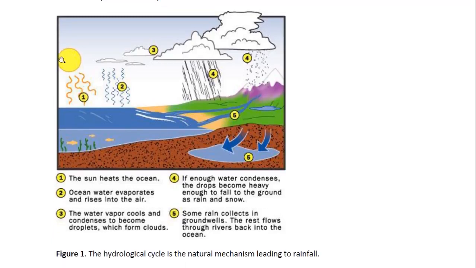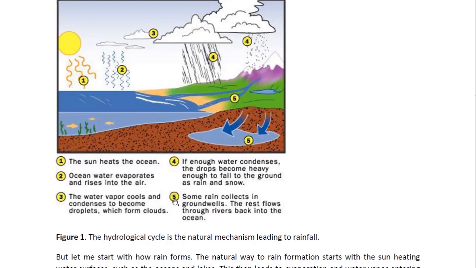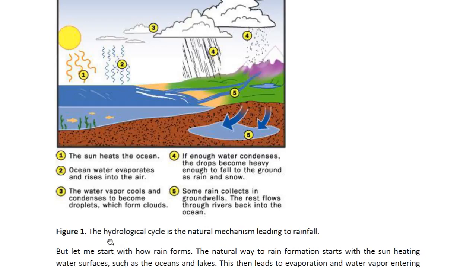It starts with the sun heating ocean surfaces or lake surfaces. This leads to evaporation, so liquid water goes into the gaseous phase. Now, in order for clouds to form, this water vapor has to go back into the liquid phase, so it has to condense back into droplets of water. And once these droplets of water form, they collide with each other and form larger drops until they get large enough to fall as rain. Then this rain flows back towards the ocean along rivers. So this is the normal rain cycle, or it's called the hydrological cycle.